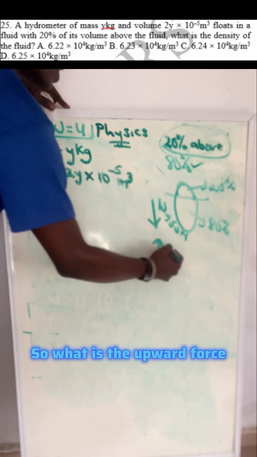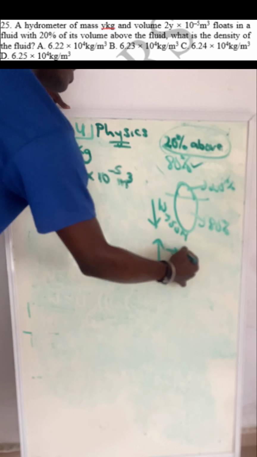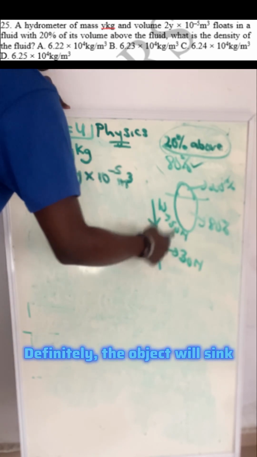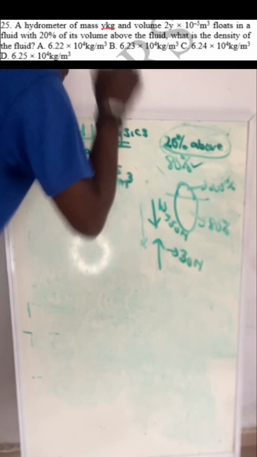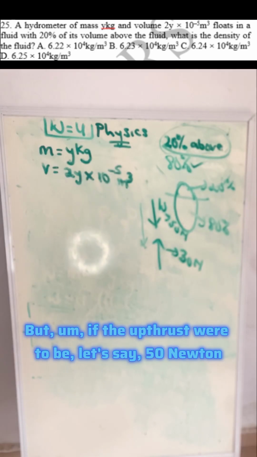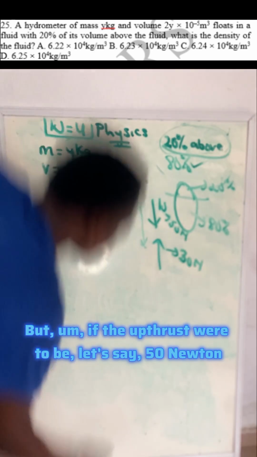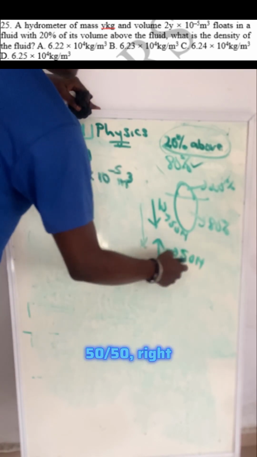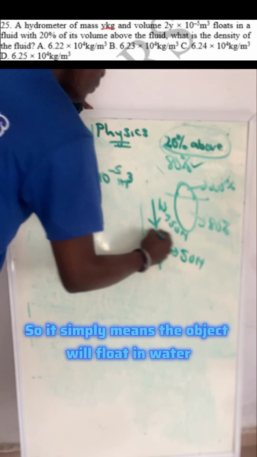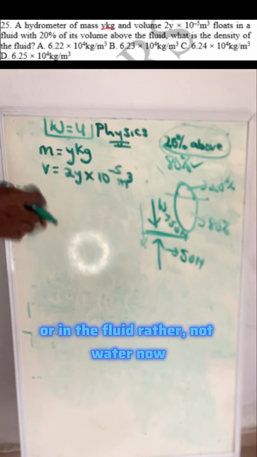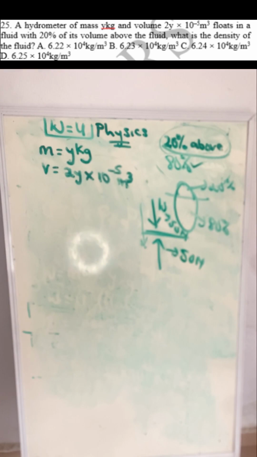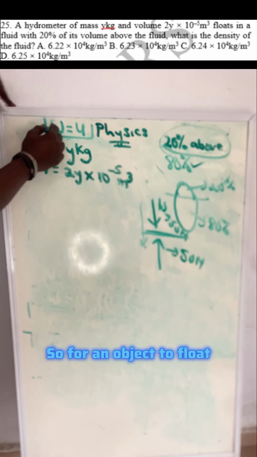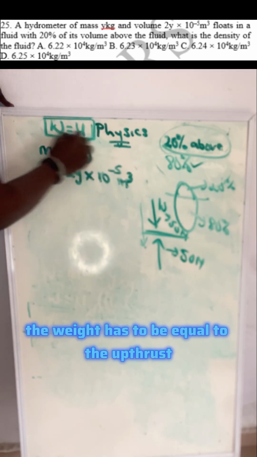So what is the upward force? Let's just say the upward force is 30 Newton. In this case, 50 is greater than 30, so definitely the object will sink. But if the upthrust were 50 Newton, 50 equals 50, so it simply means the object will float in the fluid. So that's the meaning of flotation. For an object to float, the weight has to be equal to the upthrust.